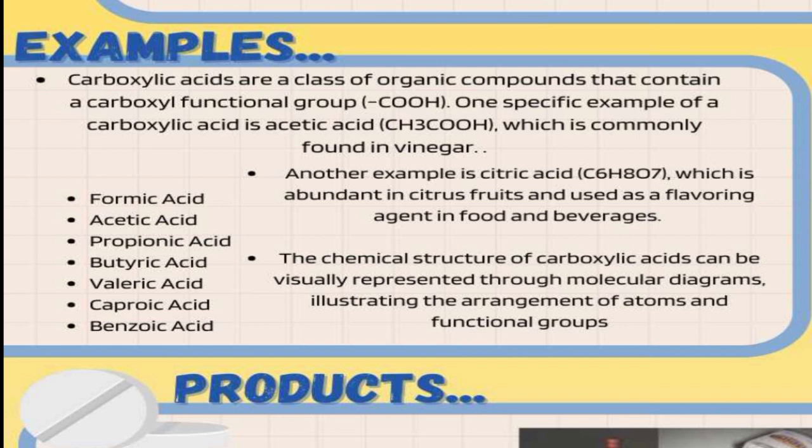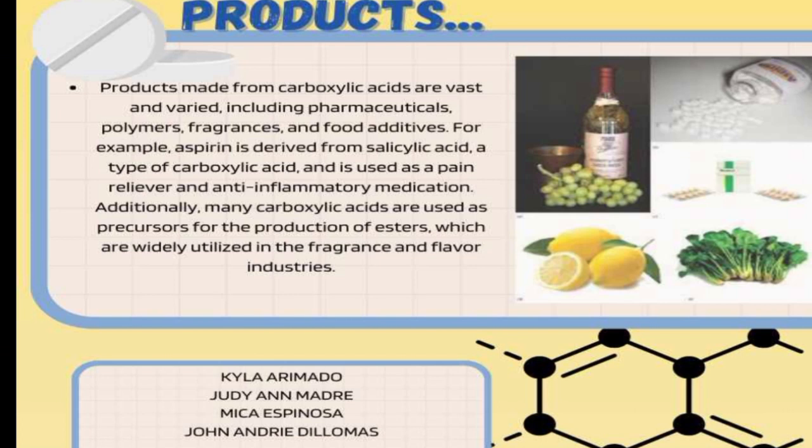Examples. Carboxylic acids are a class of organic compounds that contain a carboxyl functional group. One specific example of a carboxylic acid is acetic acid, which is commonly found in vinegar. Another example is citric acid, which is abundant in citrus fruits and used as a flavoring agent in food and beverages. The chemical structure of carboxylic acid can be visually represented through molecular diagrams illustrating the arrangement of atoms and functional groups.